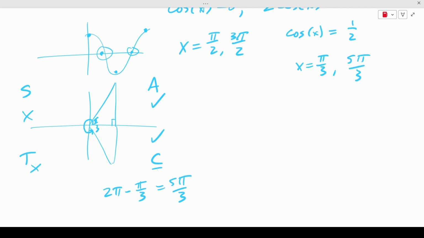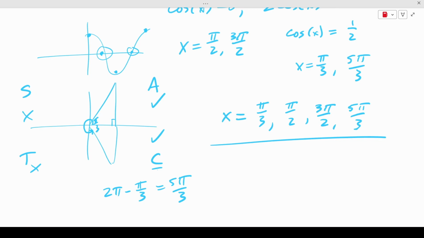And there we have it. Okay, so I bring these together. My solution then is x equals, and I'm going to try to put these in order. I guess pi over 3 comes first, then comes pi over 2, then comes 3 pi over 2, and last comes my 5 pi over 3. Done.